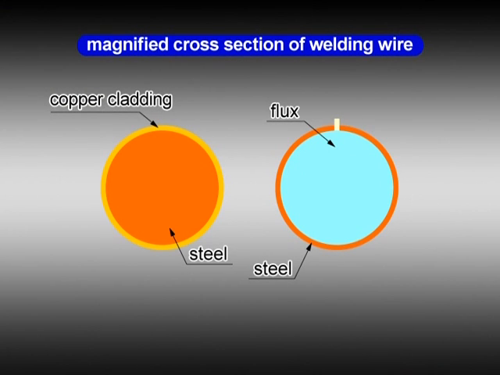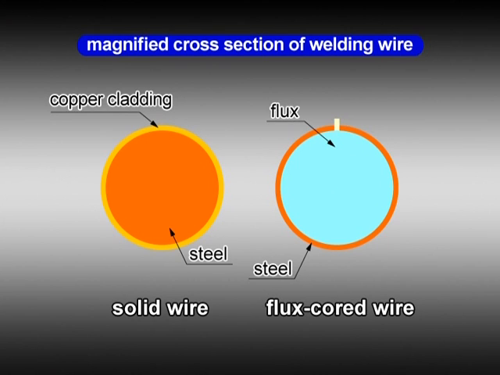There are two types of welding wire for the CO2 weld process. One is a copper-clad solid wire, and the other is a flux-cored wire. Each wire is used for specific welding applications. A recent trend for solid wire type is for the surface to be treated without copper cladding.